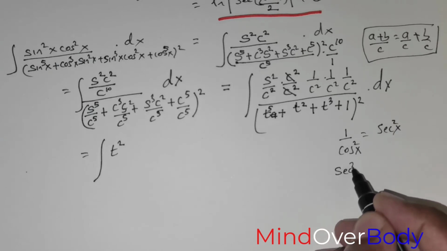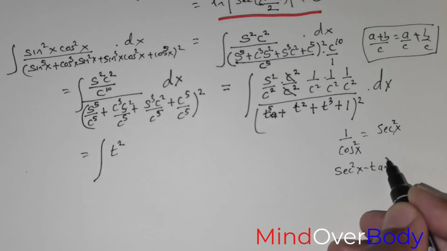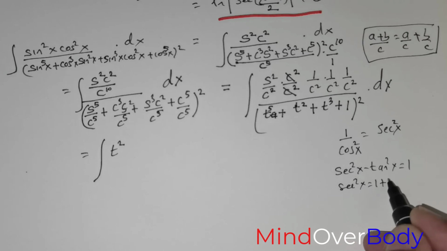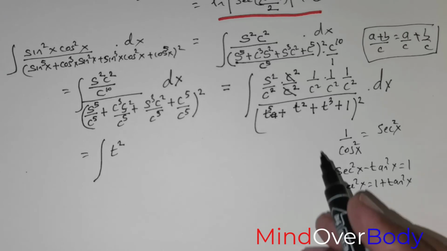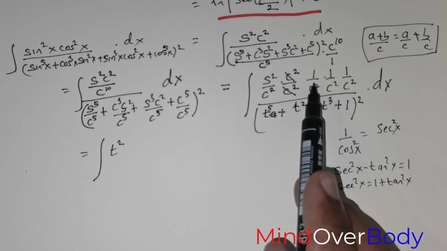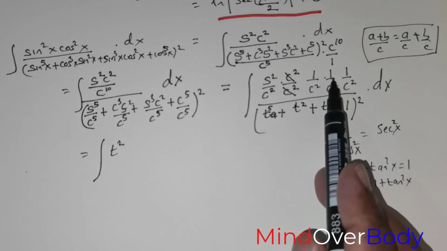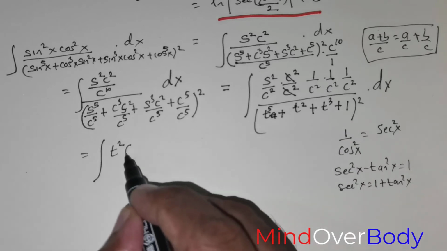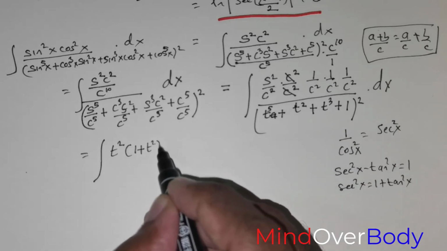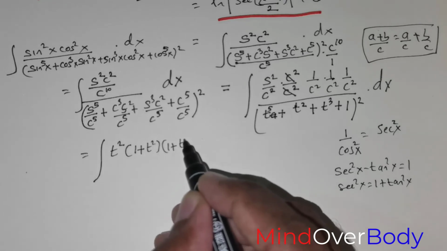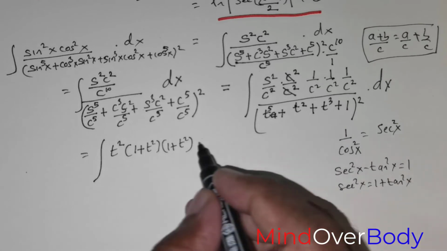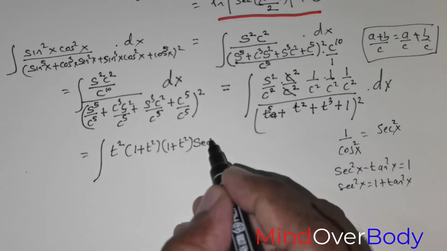But we have a formula: secant squared x minus tan squared x is equal to 1, so that would mean secant squared x is equal to 1 plus tan squared x, right? So you have 1 plus tan squared x here and 1 plus tan squared x over here. So I can write it like this: 1 plus t squared times 1 plus t squared and 1 over c squared, that's secant squared, so it's going to be secant squared x.